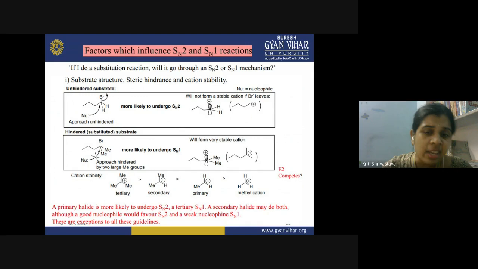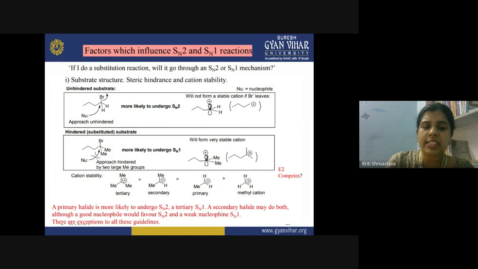Then a secondary alkyl halide can undergo both types of mechanisms, but it depends on the nature of the nucleophile. So if a good nucleophile is there, it will favor the SN2 reaction, and if we have a weak nucleophile, then we will see an SN1 mechanism.